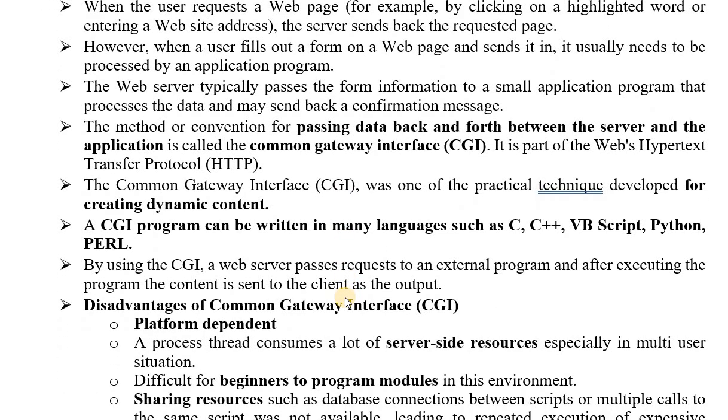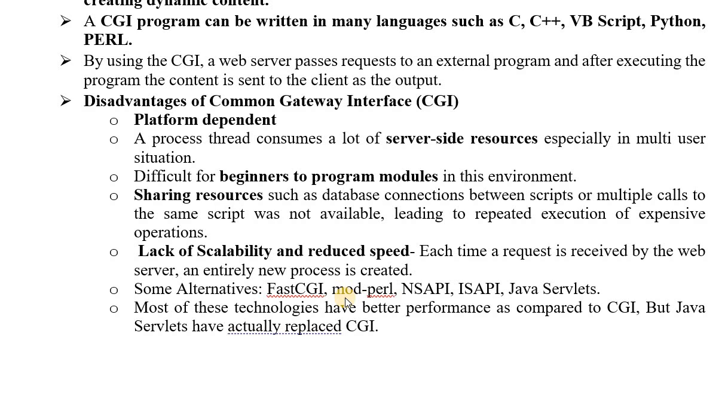Now CGI programs are written in many languages like C, C++, VB script, Python, Perl, etc. But there are certain disadvantages of CGI. The disadvantages are that it is platform dependent. It is difficult for beginners to catch up with. Other than that, every time a new request comes, a separate process is created. So it is a process-based system as opposed to a thread-based system. Threads are lightweight to handle, whereas processes are heavyweight to handle.